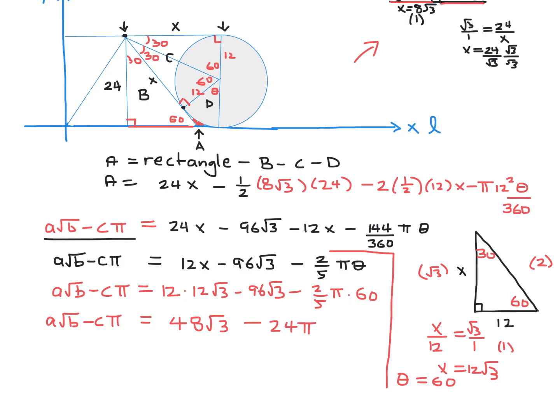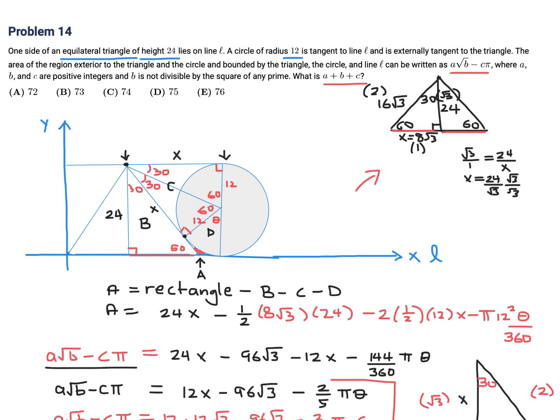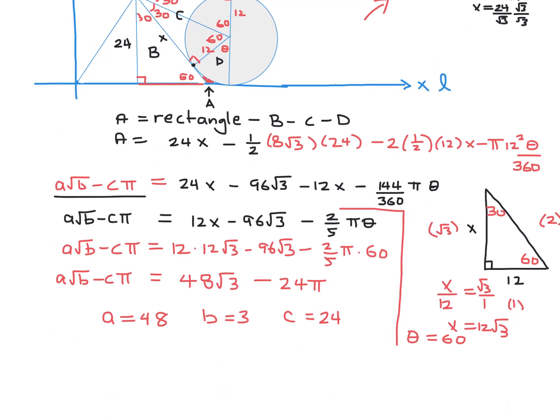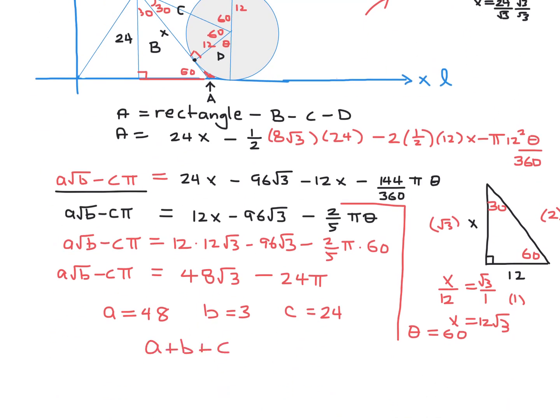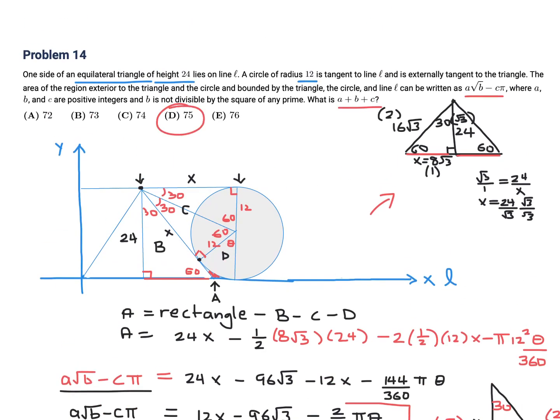So I wanted to take my time with this one, actually, because it's a very good question and it should be explained carefully. Okay, so now we can do the correlation. A is 48, B is 3, and C is, hold on here. Yeah, C is 24. So what do they want in the question? They want A plus B plus C. A plus B plus C would therefore be 48 plus 3 plus 24, and that is 75. 75 is the answer, and that would be D.